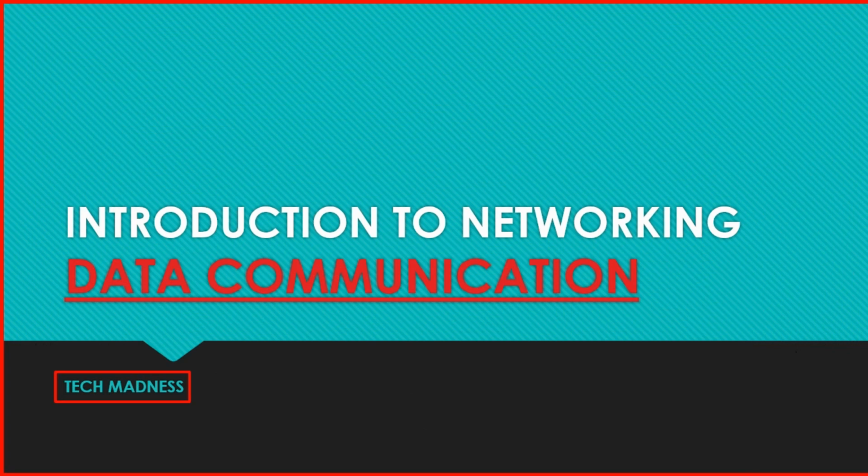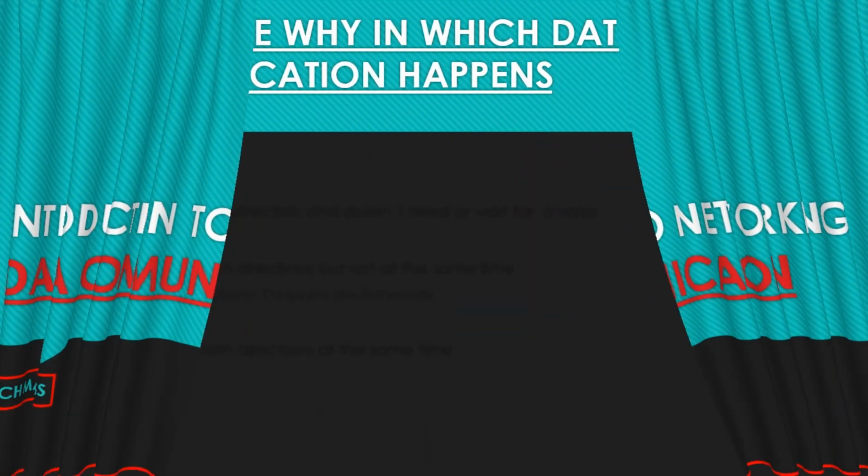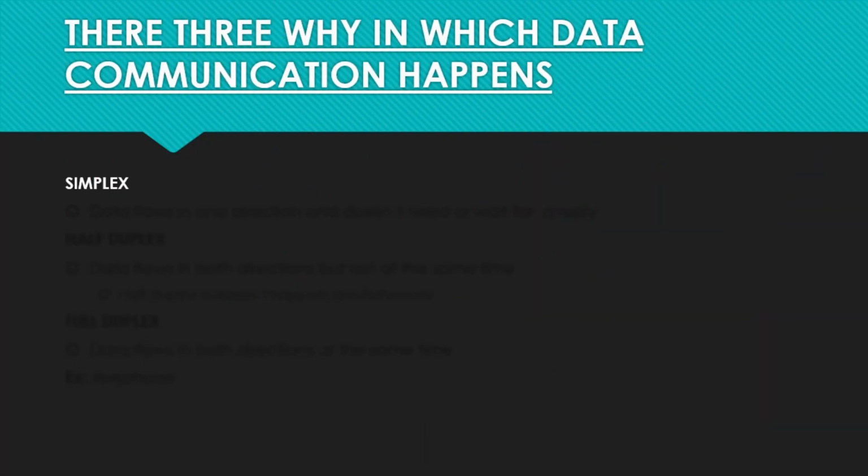And in this video, we are going to learn about data communication. So let's get started. We are going to look at the three ways in which data communication happens. The first one is simplex communication. The second one is half duplex communication, and the third is full duplex communication.